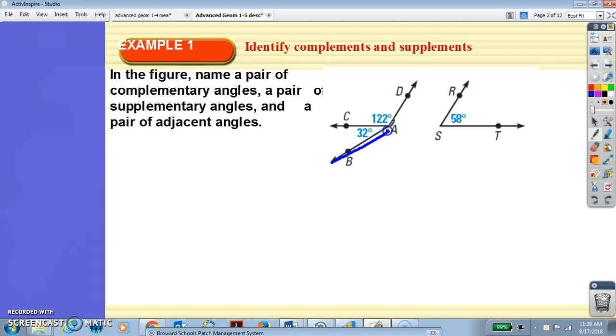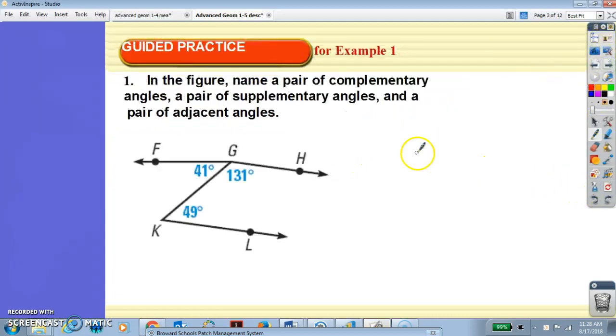BAC is not adjacent to BAD. They do share a common leg and vertex, but they have overlapping degrees. Does that make sense? This portion here is inside of the whole angle. You cannot have overlapping degrees. All right, so name a pair of complementary angles. Can anybody give me a pair of complementary angles from this diagram?